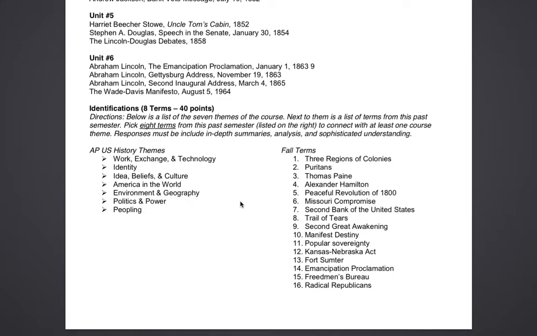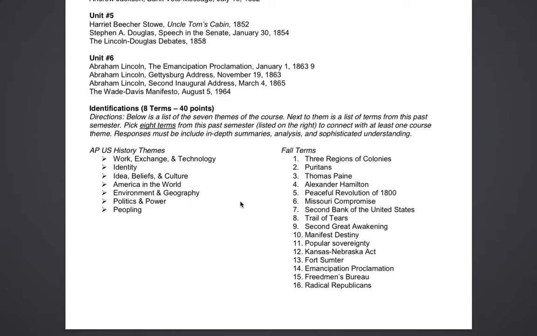America in the world, how the United States gets along with other countries, whether we are fighting a war, or whether we are trading with other countries, or whether there are impressment policies has to do with America in the world. Environment and geography, how the United States interacts with its environment, and how that impacts people's decisions and lifestyles.